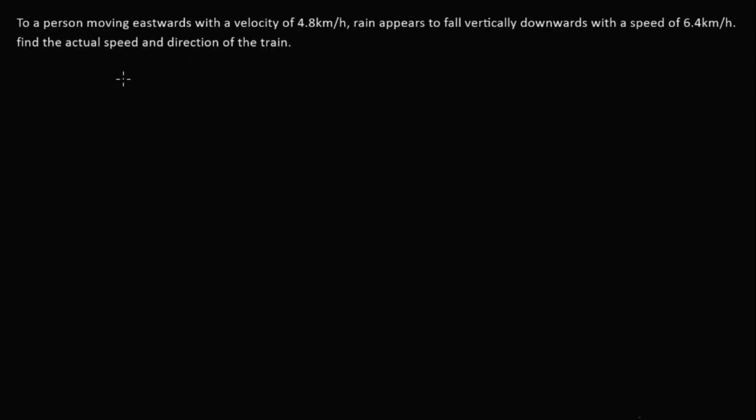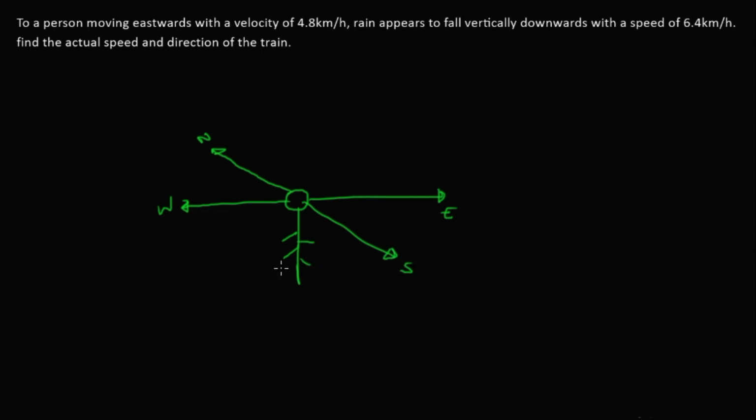The question says to a person moving eastward. So let's say this is the person. Let's say this is the east of this person. The person moves east, that means this is the west of this person. Then this should be the north, and this should be the south of that person. Now the rain falls vertically on this person.